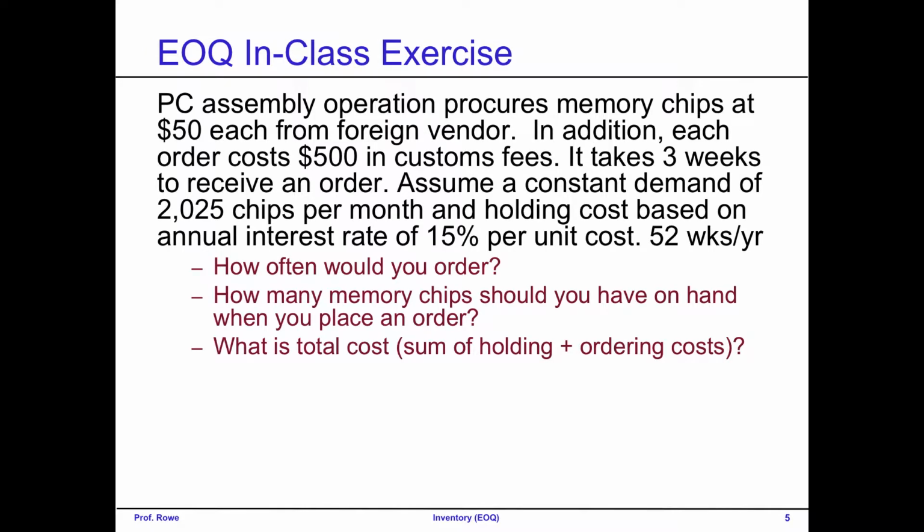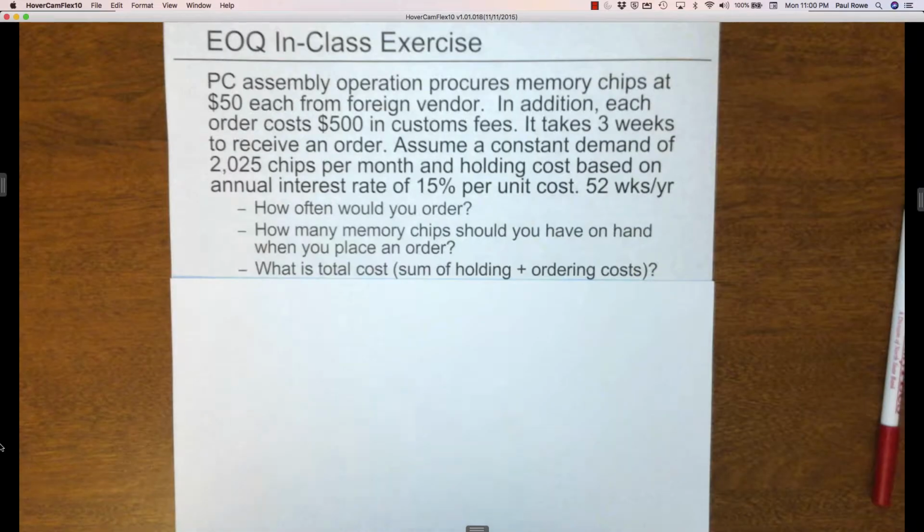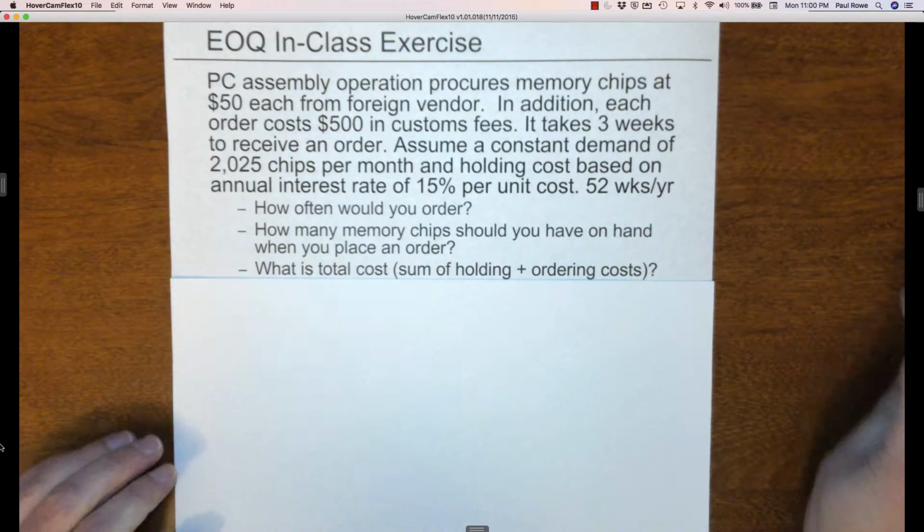So before I start with introducing uncertainty in the EOQ model, what I'd like to have you do is work on this example. So please go ahead and pause the video, and when you're ready, we'll work through this problem together. So go ahead and pause the video, and again, when you're ready, go ahead and restart it. Okay, so hopefully you were able to use the formulas that we looked at on Monday to work through this, but we will work through it together now.